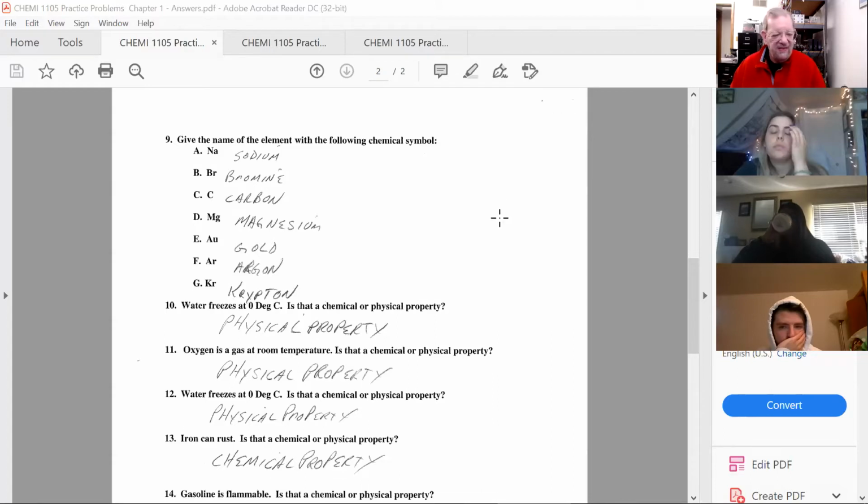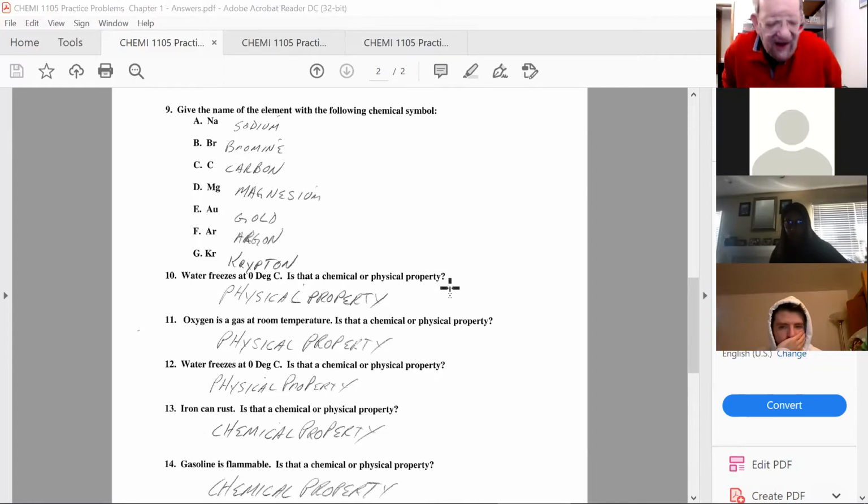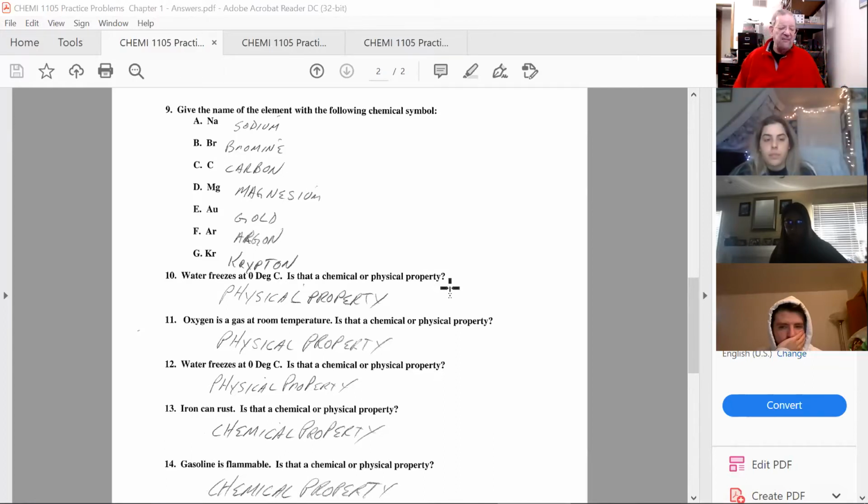All right, next we talked about physical properties. And the question is, water freezes at 0 degrees C. Is that a chemical or physical property? And the answer is it's a physical property. It's not how it changes chemically, but how it goes from one state to another. In this case, from a liquid to a solid, and that's a physical property.